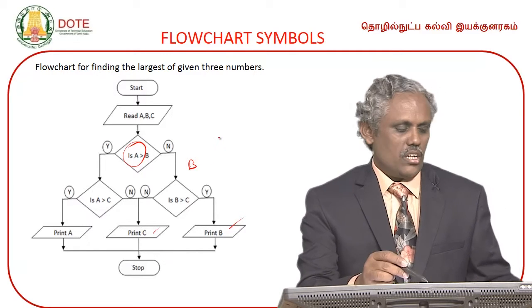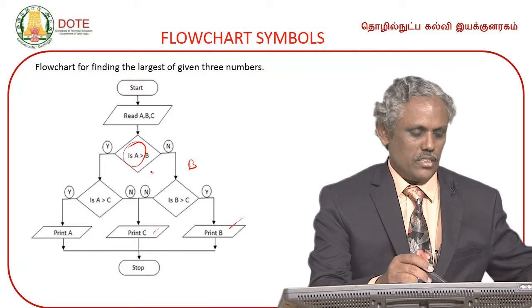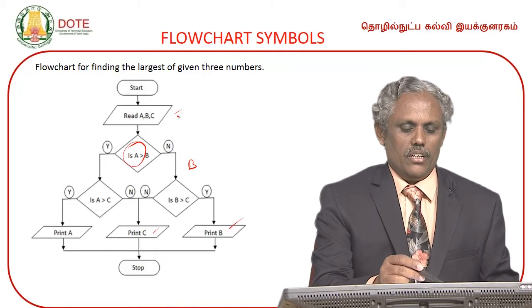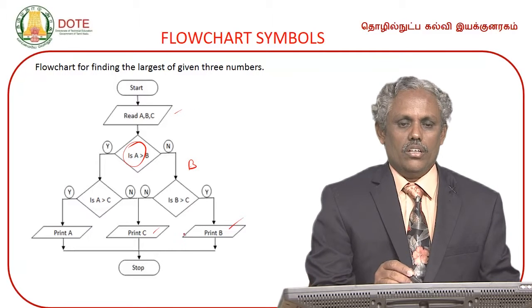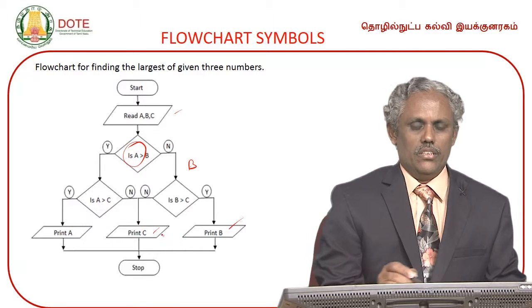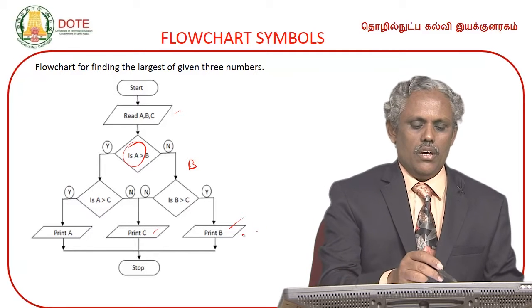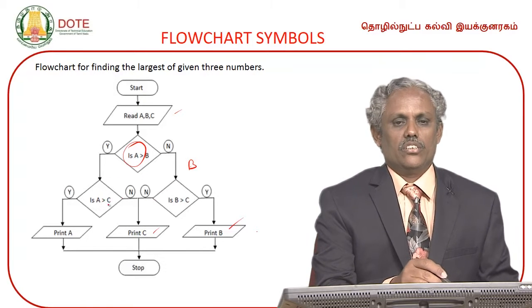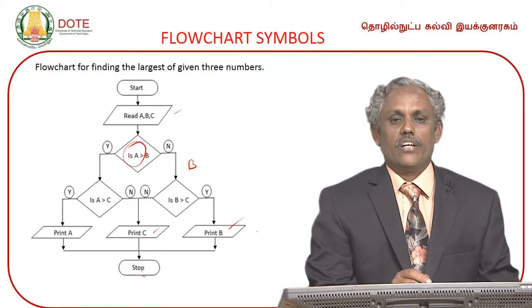In this flow chart, we have used these symbols: the start symbol, this is an input symbol, these are the output symbols. So, these are parallelograms, and there are 3 decision boxes for conditions, and finally it is a stop.